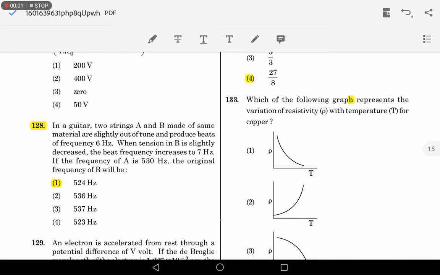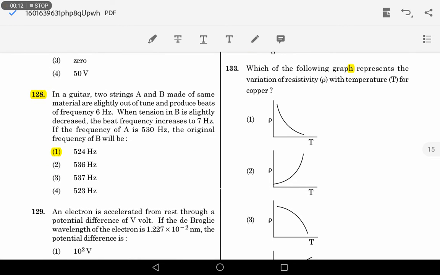Hello guys, this is the third part of this video in which the NEET questions are asked from NCERT textbook class 11 part 2. Now 128th question. A guitar, two strings A and B made of same material are slightly out of tune and produce beats of frequency 6 Hz. When tension in B is slightly decreased, the beat frequency increases to 7 Hz. If the frequency of A is 530 Hz, the original frequency of B.